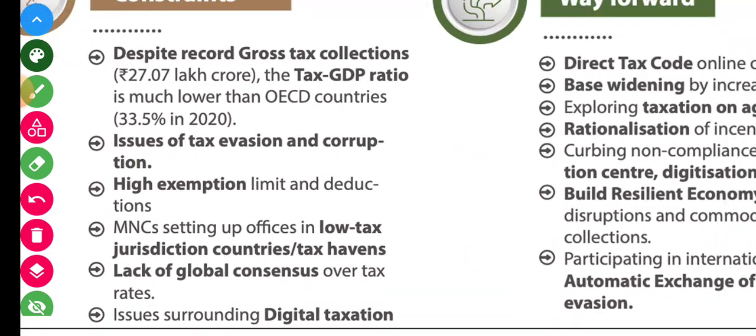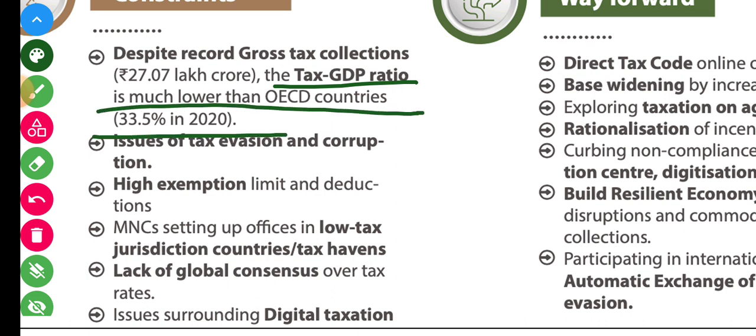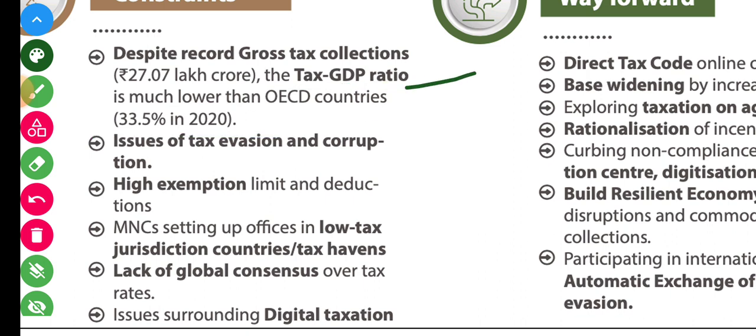What are the constraints? Despite record gross tax collections, the tax to GDP ratio is much lower than OECD countries. OECD countries are at around 33.5% and in India only 5% something. Okay, so keep this in mind.